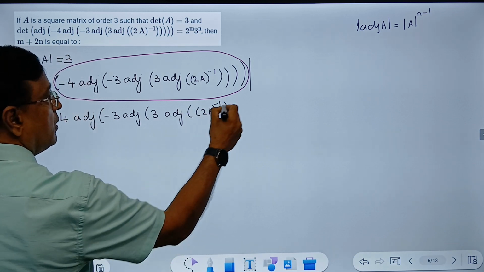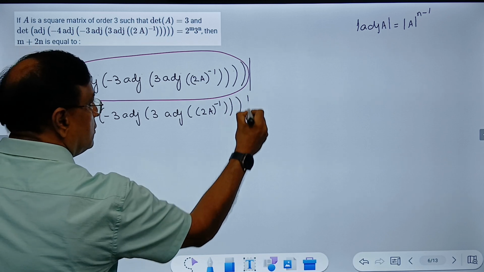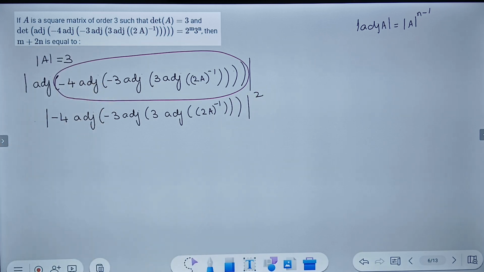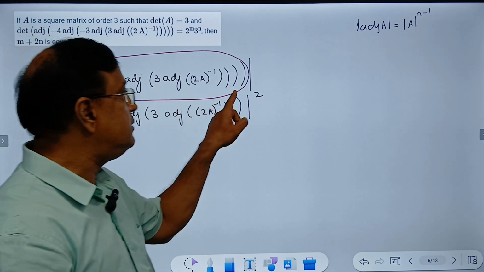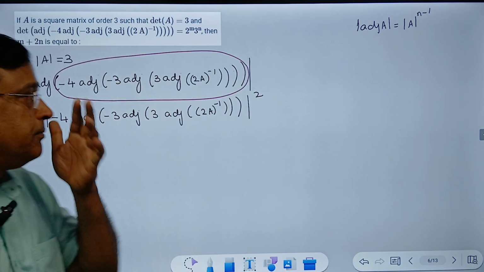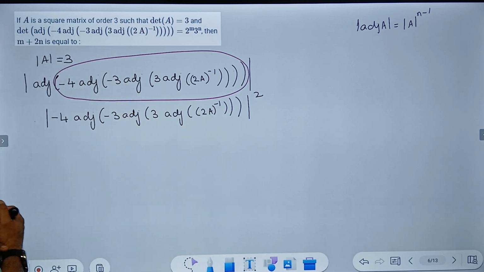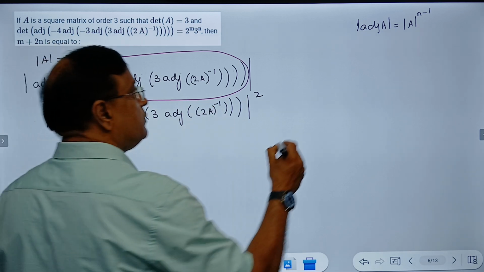Okay, 1, 2, whole to the power 2, because the order of the matrix is 3. N is 3, so n minus 1 will be 2. You have to keep track of all this, you have to be very careful. Okay, now I'm going to make use of this result.